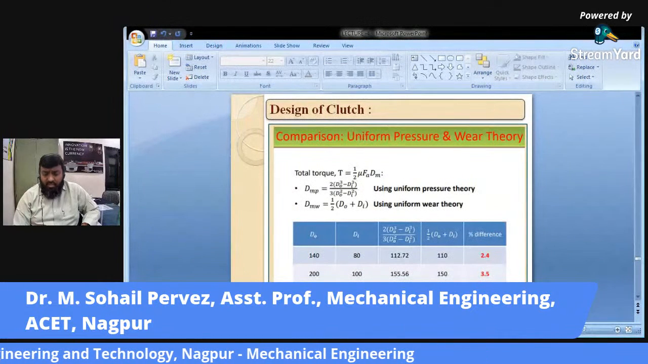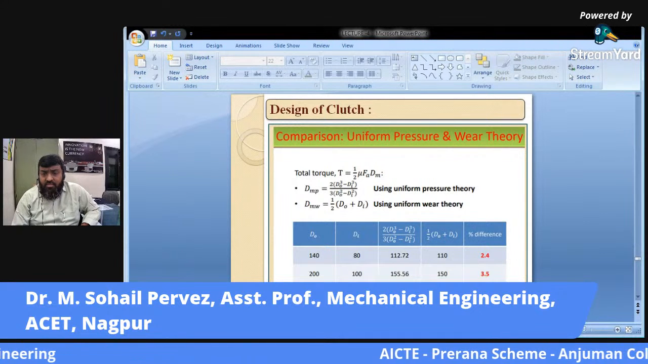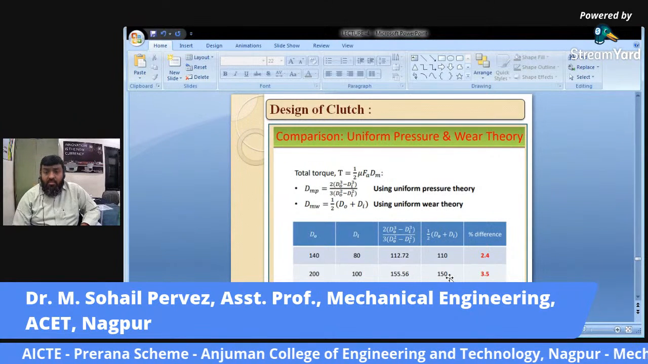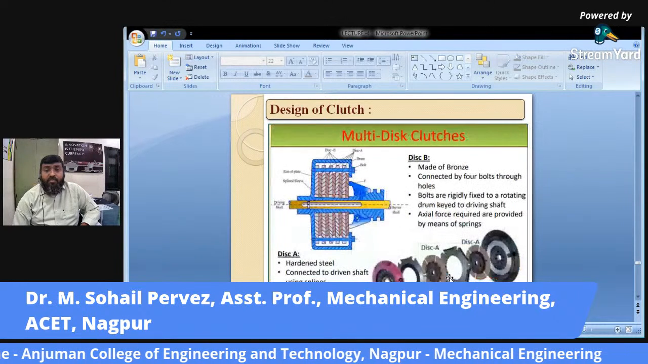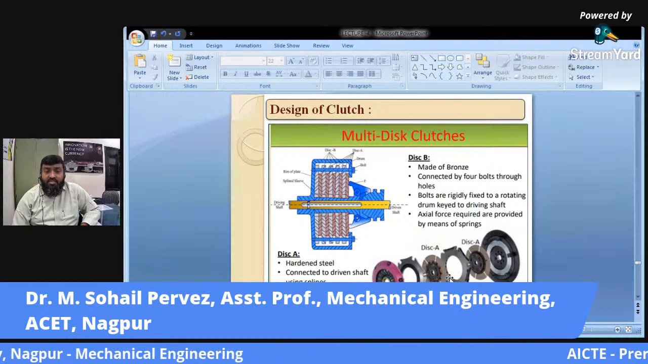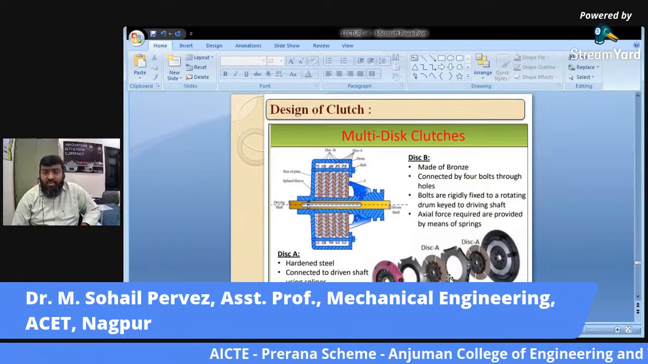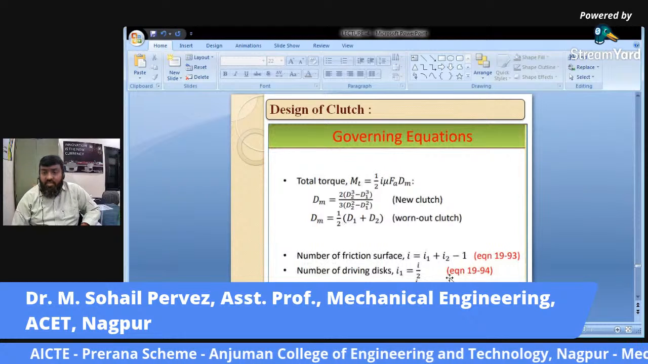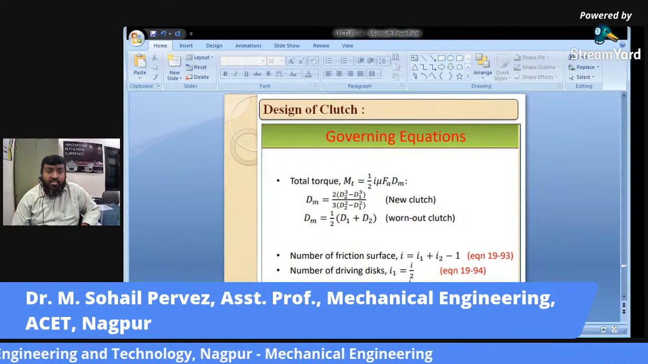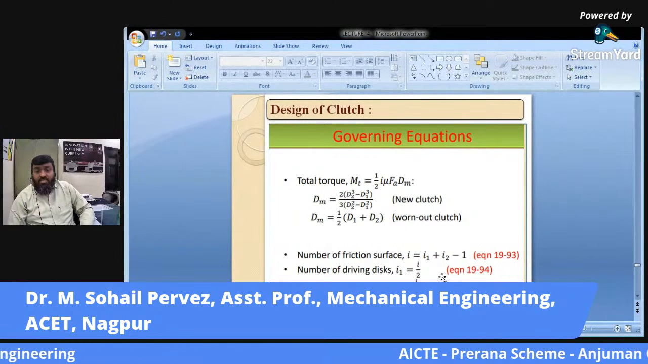Now, this is the basic comparison between uniform pressure and uniform wear theory, wherein the diameters and some statistical data are given, just to compare how much of a difference there would be. This is the multi-disc clutch in your bikes, as you might have seen, having steel and bronze discs in between. This is the governing equation, wherein this governing part is again holding the mean diameter concept.